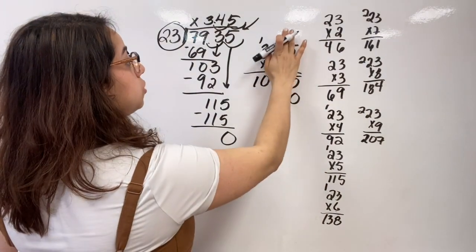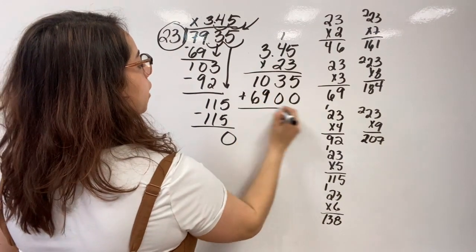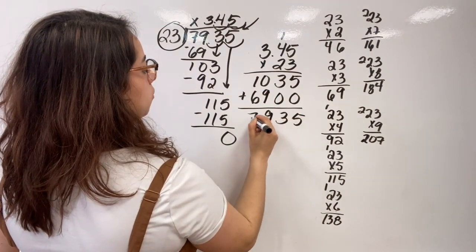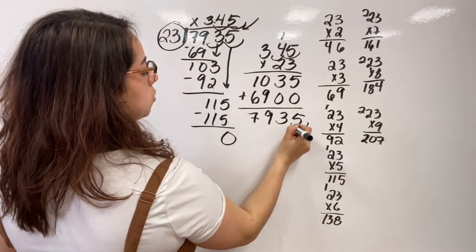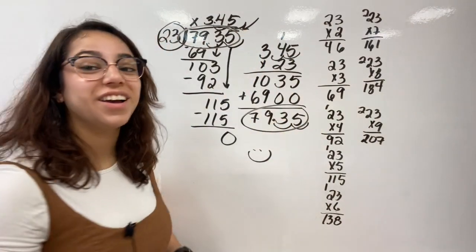Don't forget your placeholder. And now we add. All right, count your loops. And our numbers, they match. So that means that we got the right answer.